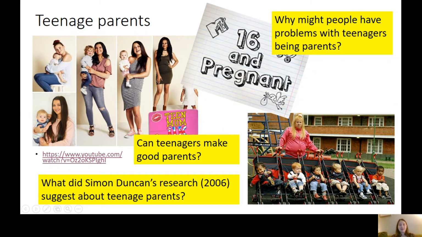And then have a look at the sheet that I'm sending you as well. It's got something there about Simon Duncan's research in 2006. And he kind of looks at it from a different angle. So can you write some notes on that, please, about what he suggests about teenage parents?